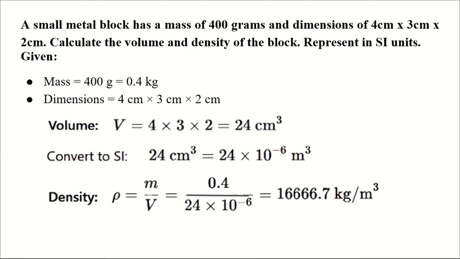So density is equal to mass by volume, 0.4 divided by 24 into 10 to the power of minus 6. So I will be getting 16666.7 kg per meter cube.